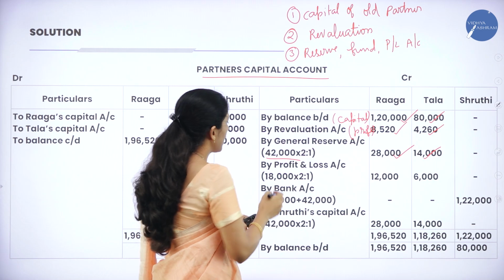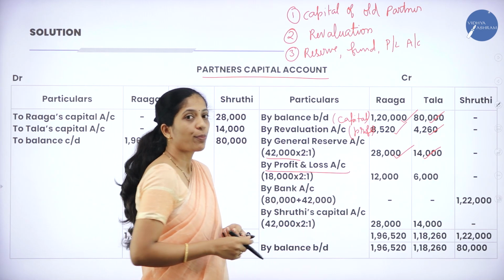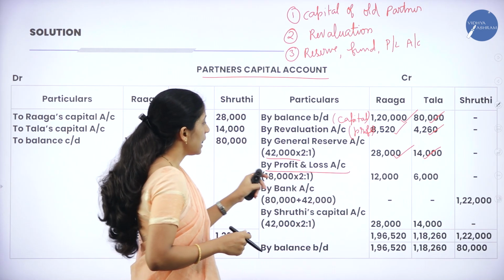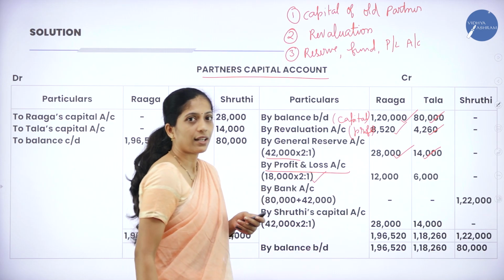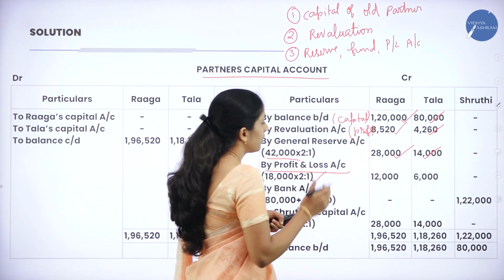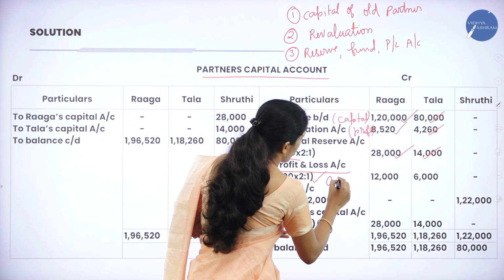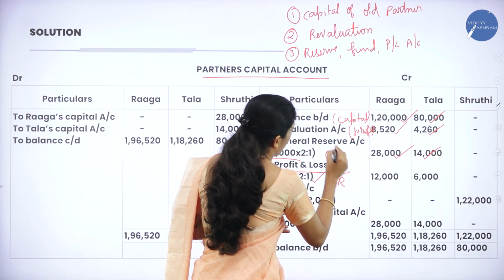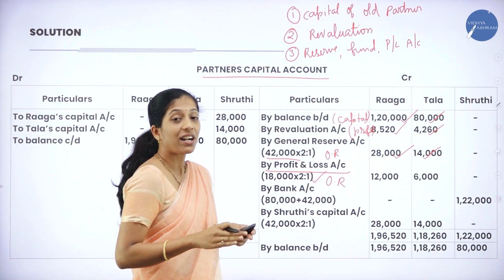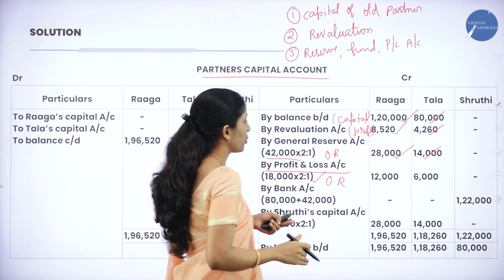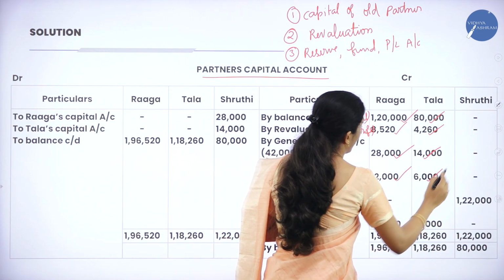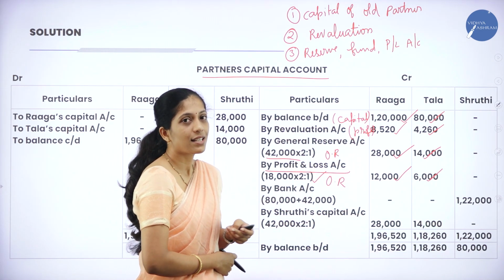In the same way, transfer the profit and loss account also. The profit and loss account is 18,000 into 2:1, that is their old profit sharing ratio. So you will distribute this reserve and profit and loss account to the old partners in the old profit sharing ratio. When you distribute, each partner will get 12,000 as well as 6,000.